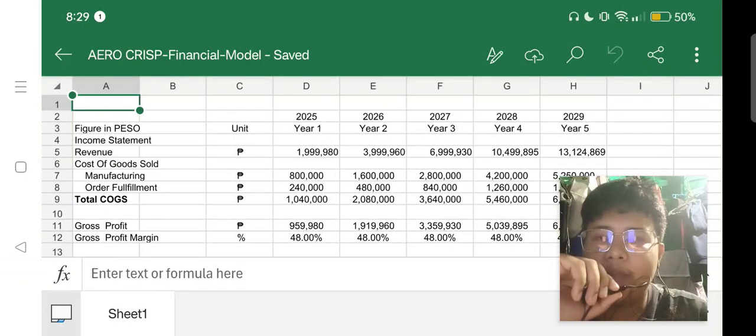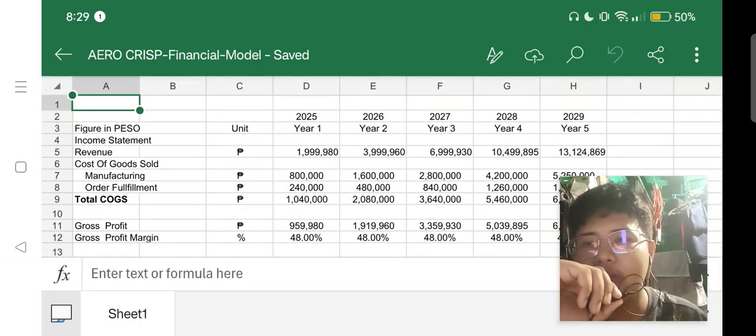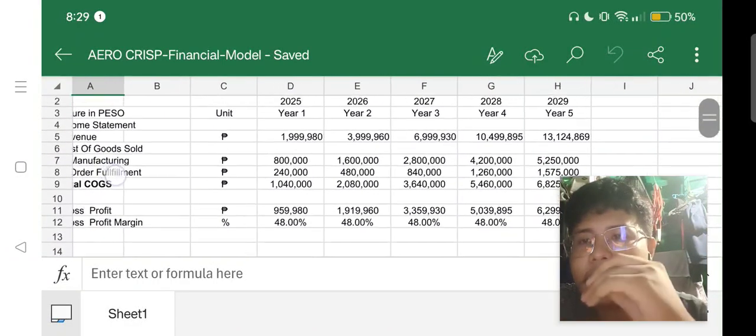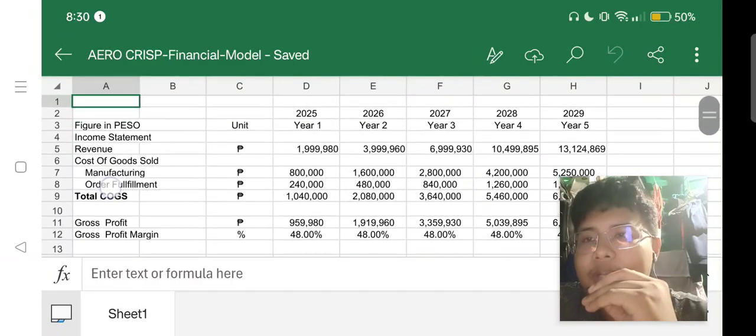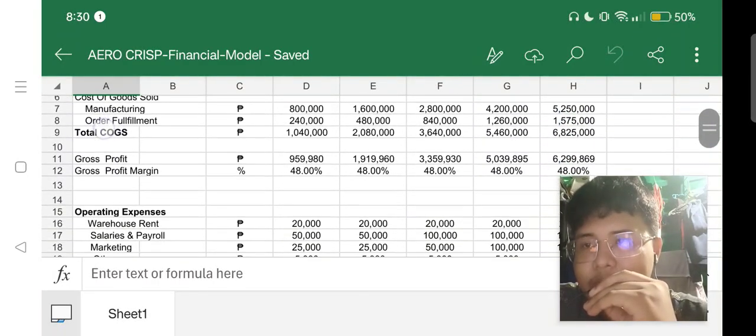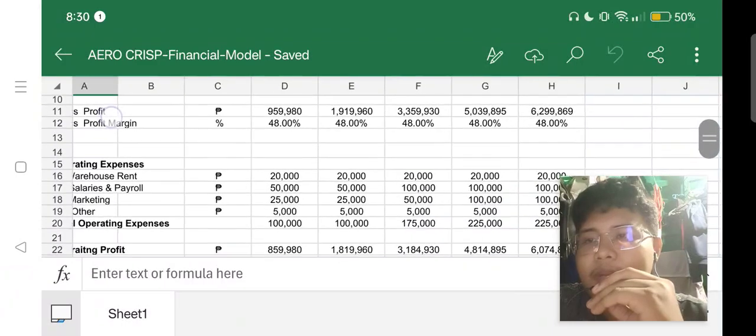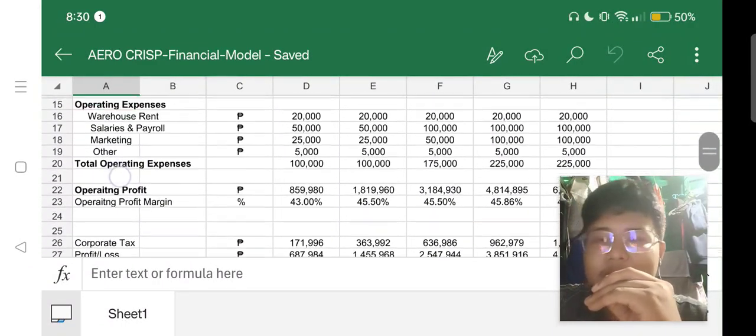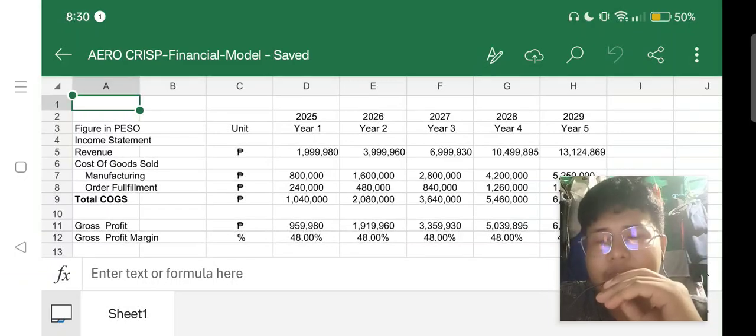So today, I will discuss my financial model of my product, which is AeroCrisp. Here, you will see my formulas, my Excel model and financials. You will see my expenses, my operating profit, and also the sum total of it.